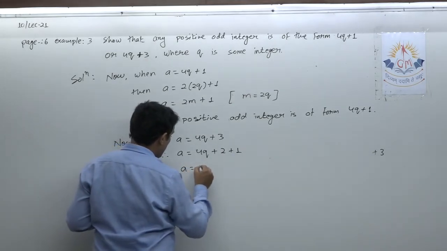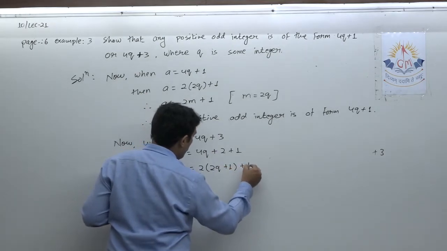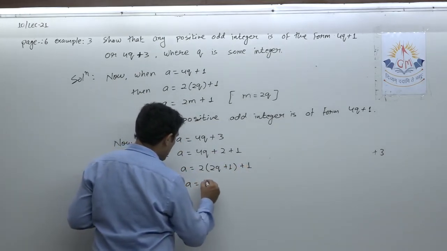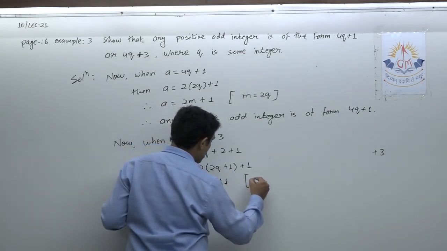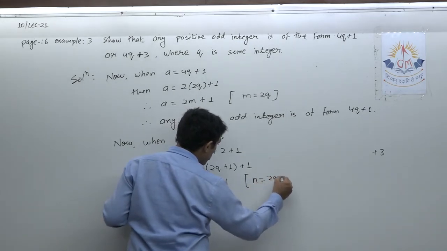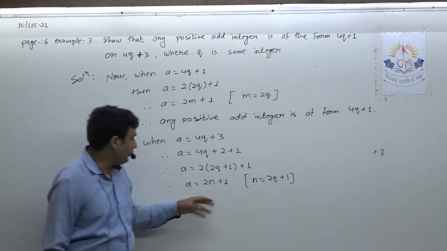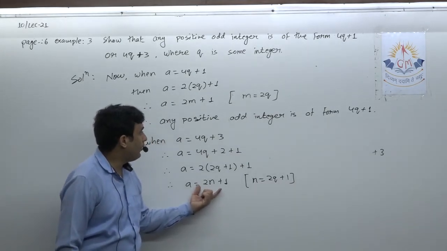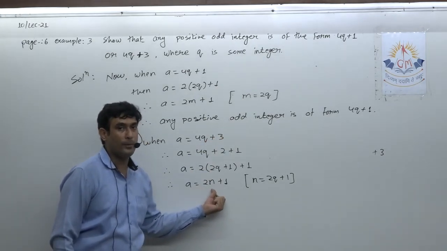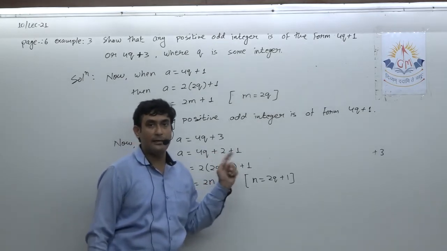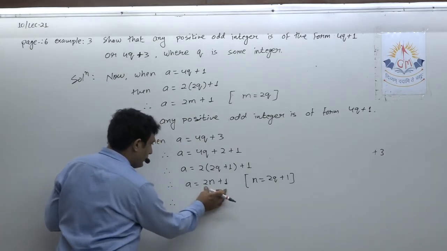So a is equal to, now I can take 2 common from these two, so 2q plus 1 plus 1. Therefore a is equal to 2n plus 1. Here n is equal to 2q plus 1. Ultimately, whenever I need to prove that any expression is an odd integer, I always represent it in this form, 2a plus 1 or 2 into something plus 1, as I did in the very first question. So here again this 2n plus 1 represents an odd number, that I already know.